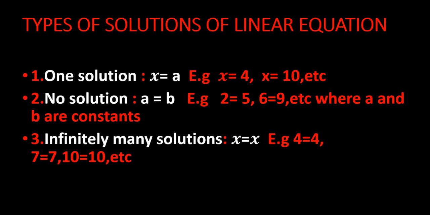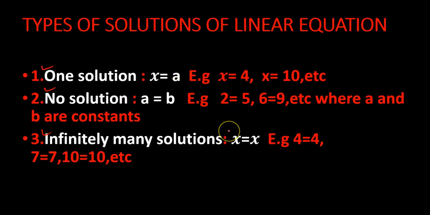Anytime you are trying to solve a linear equation, trying to get the answer to a particular variable, you are most likely to get three types of answers. Those answers are called solutions: you get one solution, or you get no solution, or you get infinitely many solutions. How do you know that your answer is one solution? If your variable x equals a constant, like x equals 4, or x equals 10, or x equals whatever value, that is one solution.